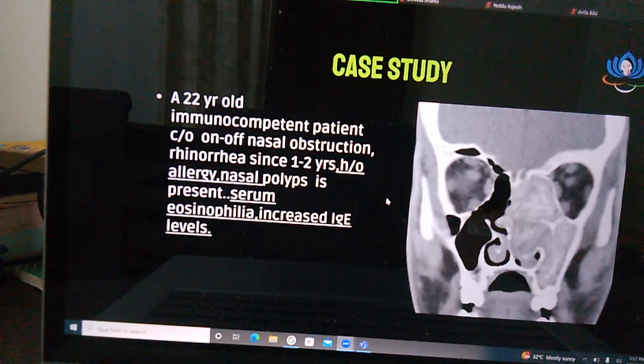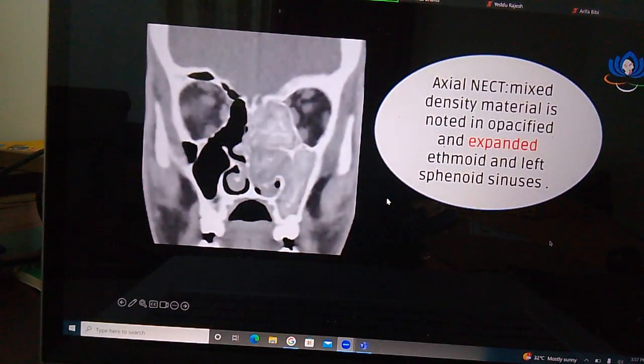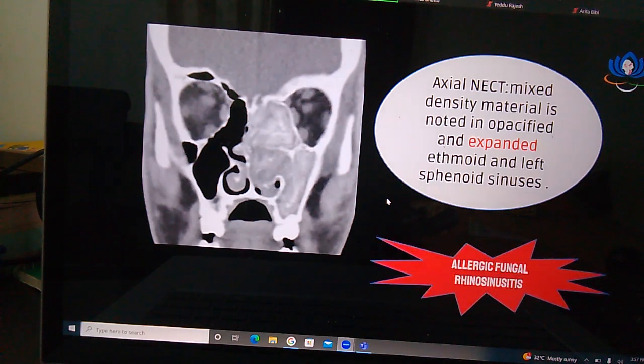Here you see again a kind of double density, but a layered structure is there, and also a little expansion of the sinus. You can see expansion of the ethmoid sinuses here, and a little bit of rarefaction, not erosion, rarefaction of the bone walls. On the coronal section there is mixed density material, with opacified and expanded ethmoid, sphenoid as well as maxillary sinuses. So this is allergic fungal rhinosinusitis, that is what we call AFRS.